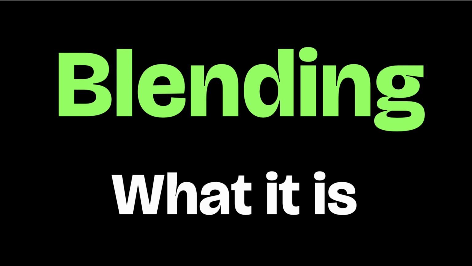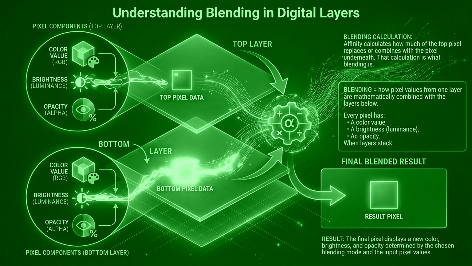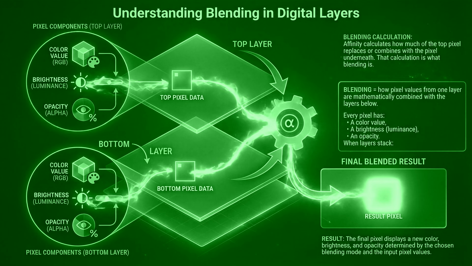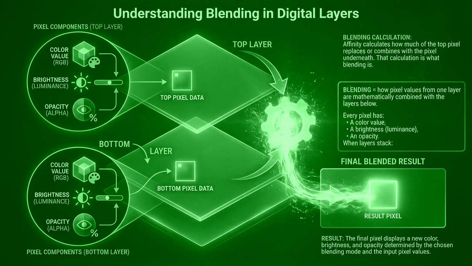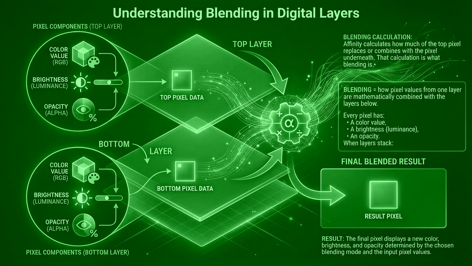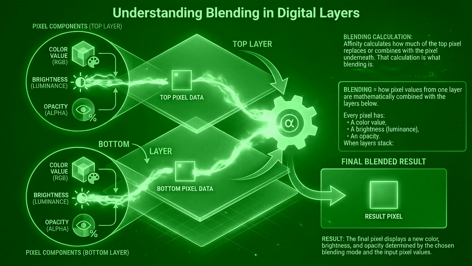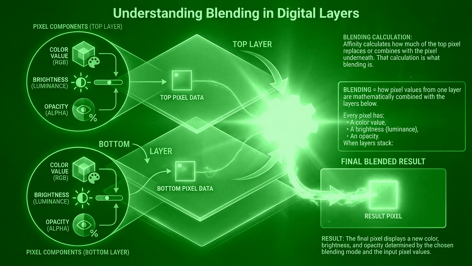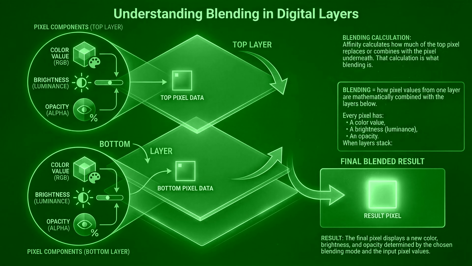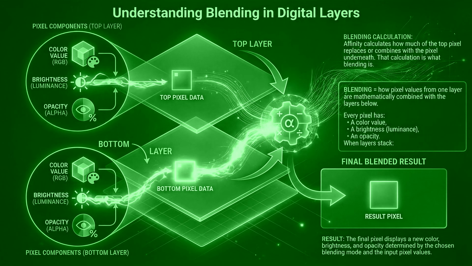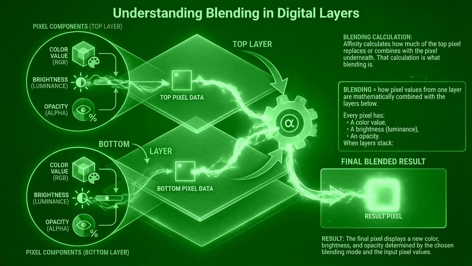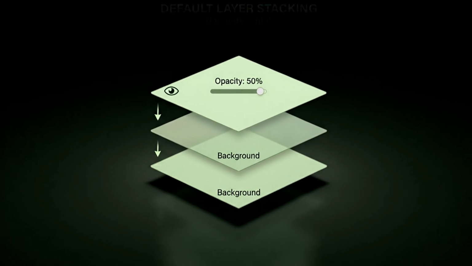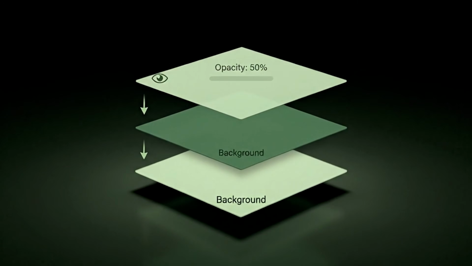So first, let's clarify what blending actually means. In Affinity or any other photo editing software with layers, blending describes how the pixels of one layer are combined with the pixels of the layers beneath. Every layer you add sits on top of another layer, and blending is simply the math Affinity uses to decide how those pixels interact. By default, a layer just covers what's below based on opacity.